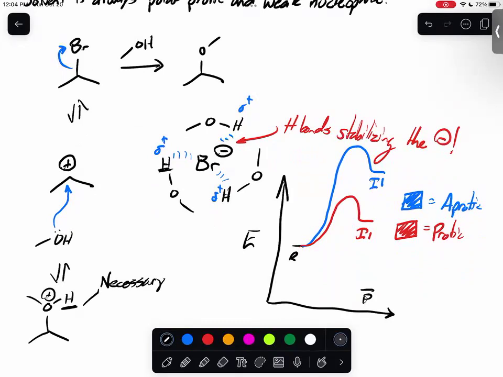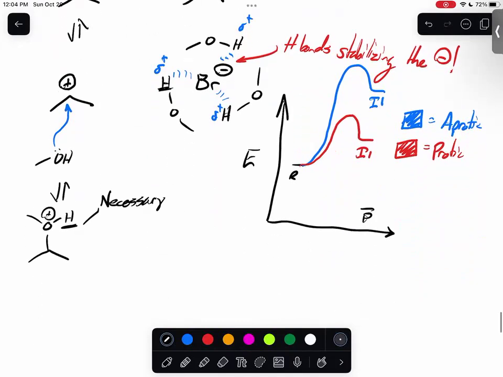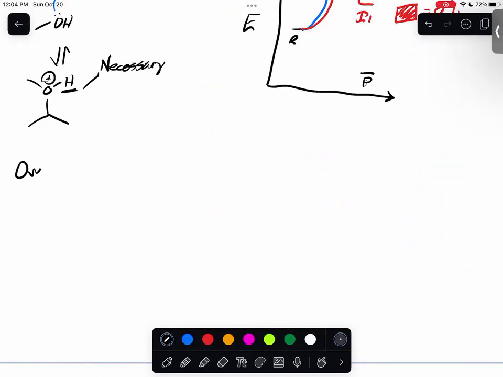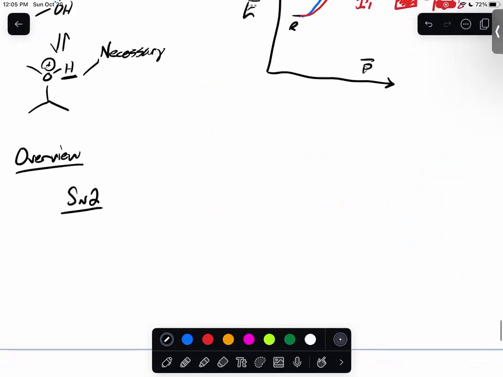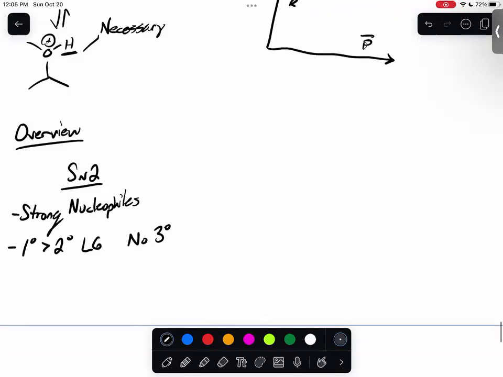Okay? So, overall, what do we know so far? We're going to give a quick overview, comparing the two reactions that we've talked about thus far. So first, we talked about SN2, where SN2 needed strong nucleophiles. It said that primary was better than secondary for our leaving group, and we said no tertiaries. We learned that polar aprotic is better for our solvents, and we learned that it inverts stereochemistry.